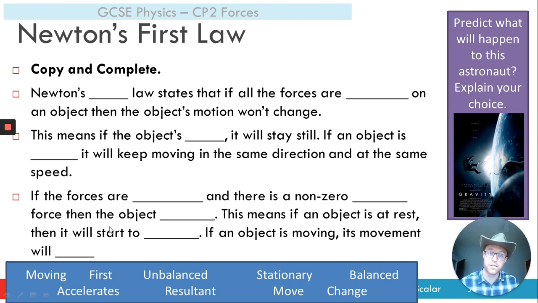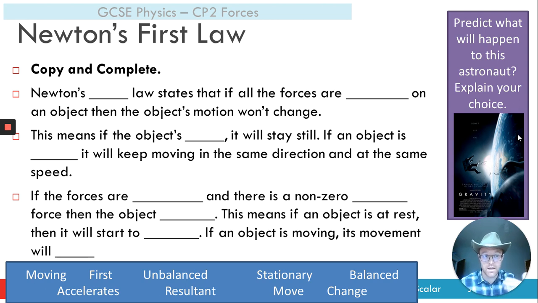This means if an object is at rest, then it will start to move. If an object is moving, its movement will change. Okay, and the astronaut in our purple task here, the astronaut will continue orbiting around the Earth. So they're moving at great speed around the Earth, and there's no atmosphere in space, no air resistance to slow them down and to stop them from moving. So they continue to orbit at a constant speed.